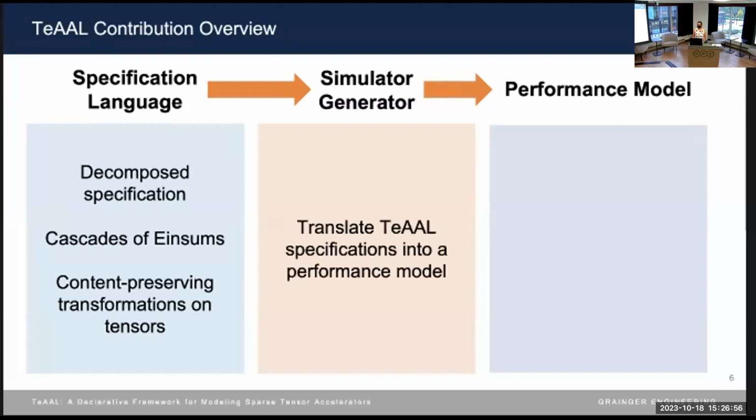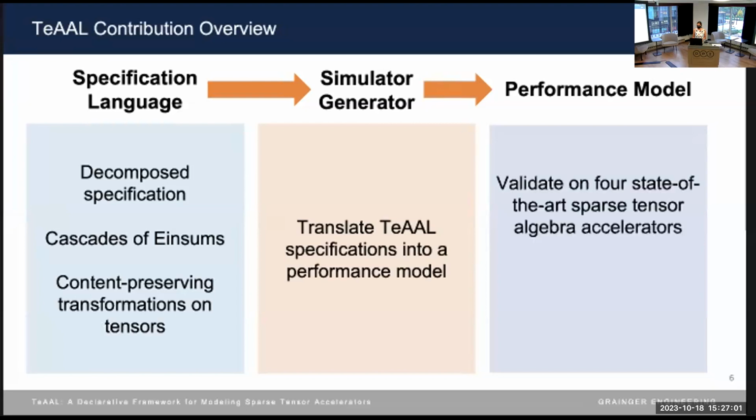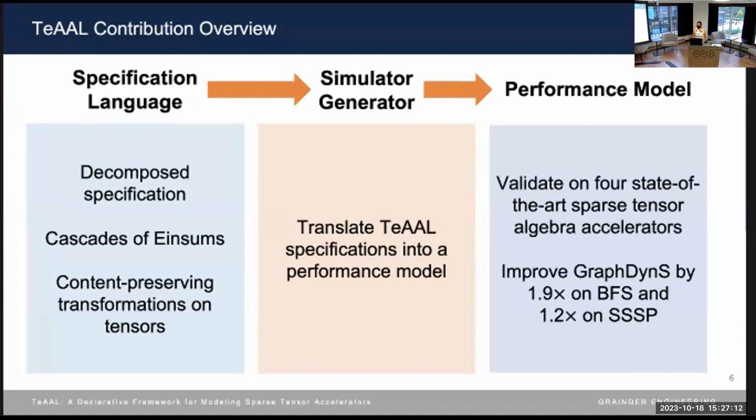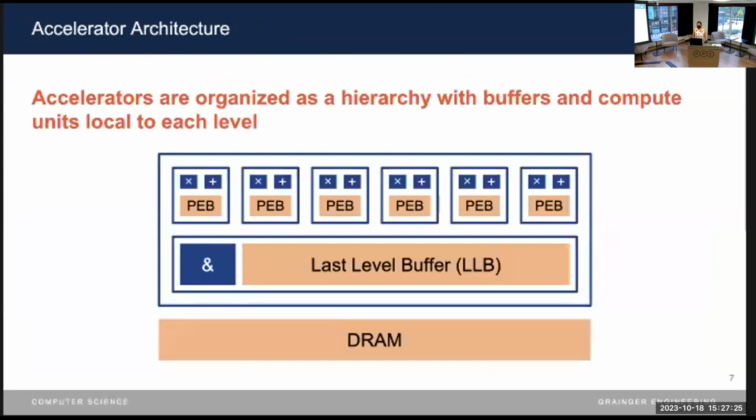With TeAAL, we provide a simulator generator that translates accelerator specifications into validated performance models. We show that these performance models can reproduce the characteristics of 4 state-of-the-art sparse tensor algebra accelerators with high fidelity, and demonstrate the potential of TeAAL as a tool for design space exploration by using it to improve an accelerator for vertex-centric programming for graph algorithms. We achieve improvements on both best first search and single source shortest path over the state-of-the-art. All of this is enabled by the observation that while each accelerator may appear quite different, the macro architectural templates for most accelerators are the same.